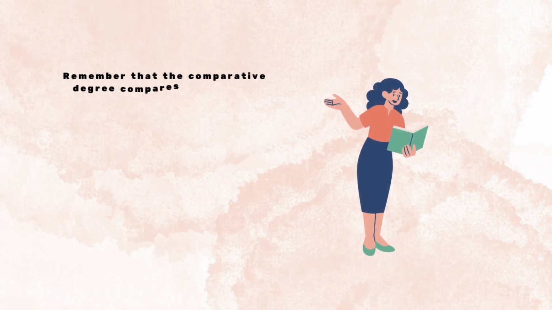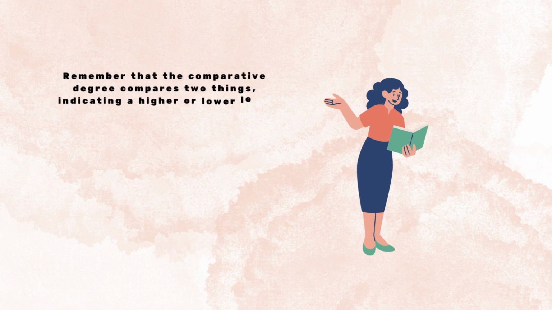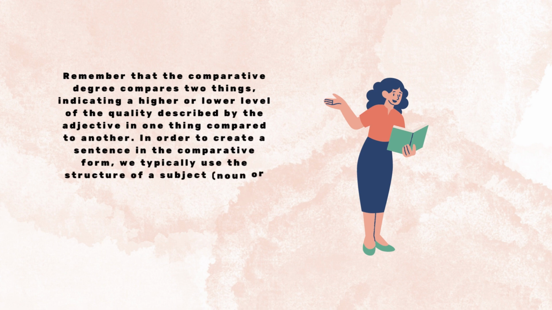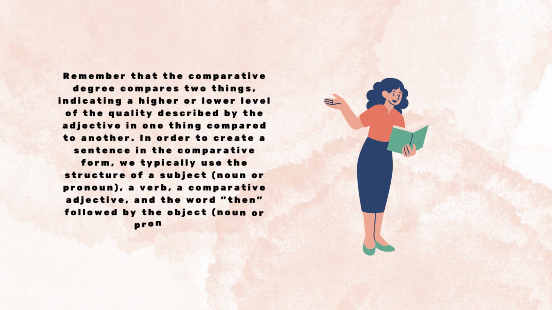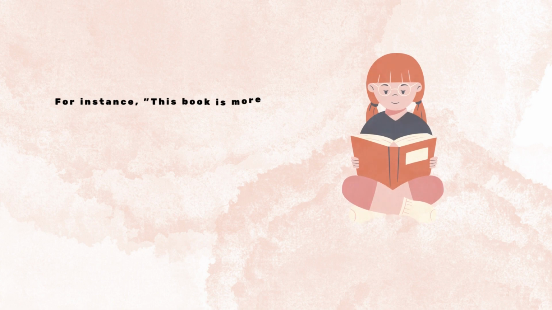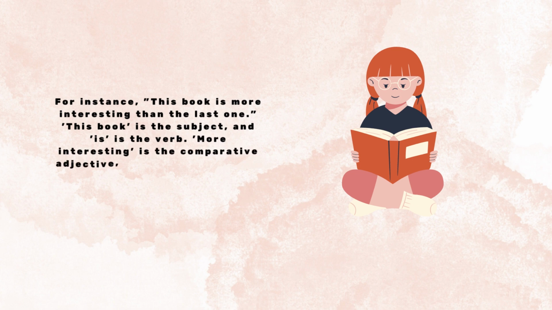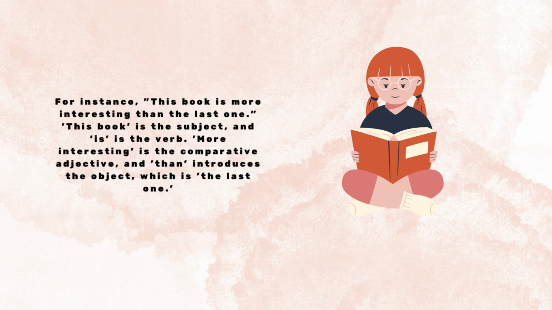Remember that the comparative degree compares two things, indicating a higher or lower level of the quality described by the adjective in one thing compared to another. In order to create a sentence in the comparative form, we typically use the structure of a subject noun or pronoun, a verb, a comparative adjective, and the word than followed by the object noun or pronoun. For instance, this book is more interesting than the last one. This book is the subject, and is the verb. More interesting is the comparative adjective, and than introduces the object, which is the last one.